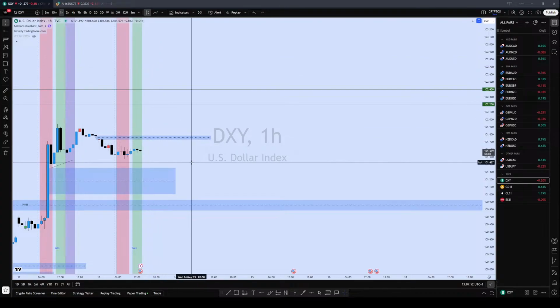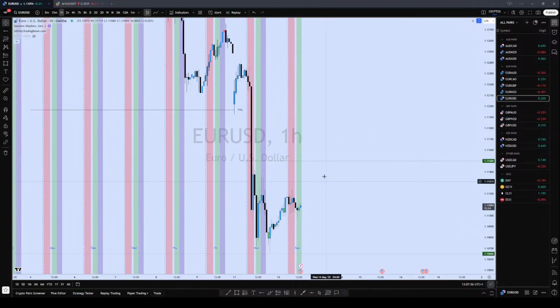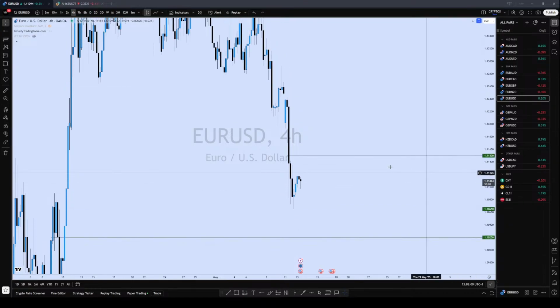So, Euro, be expecting a continuation to the downside as well. Downside objective will be 1.0650 and then 1.102. Maybe we might dip up into this fair value gap as well before sending it down.